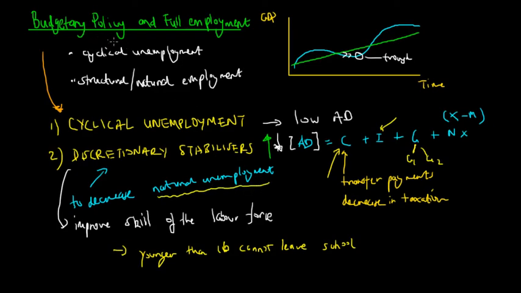So that's the relationship between budgetary policy and full employment: budgetary policy could use both automatic and discretionary stabilizers in order to stimulate aggregate demand so as to reduce this idea of cyclical unemployment due to a low AD. And it could also use discretionary measures such as school leavers policies to decrease the rate of natural unemployment by improving the skills of our workers.